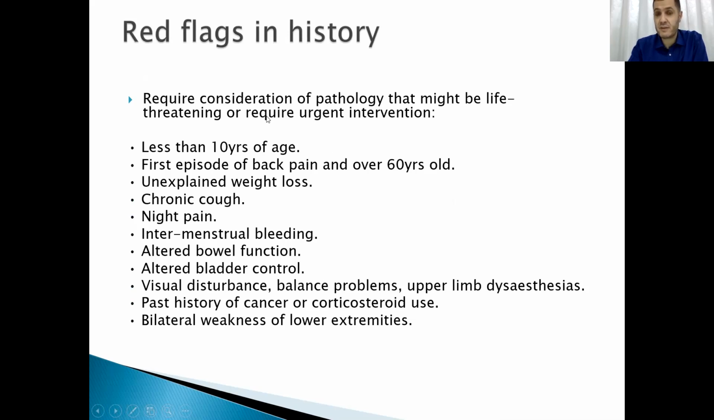They require consideration of pathology that might be life-threatening or require surgical intervention. So please, if the patient has a spinal problem, you have to make sure the patient has not one of these things. Like the patient's age, if it is less than 10 years of age, that's a red flag. If the pain is first episode and over 60 years of age, this is a red flag. Unexplained weight loss, chronic cough, night pain, menstrual bleeding, intermenstrual bleeding, altered bowel function, altered bladder control, visual disturbances, and bilateral weakness of the lower extremities.